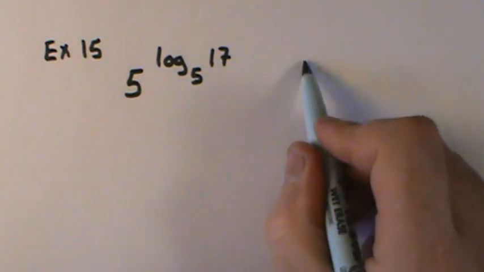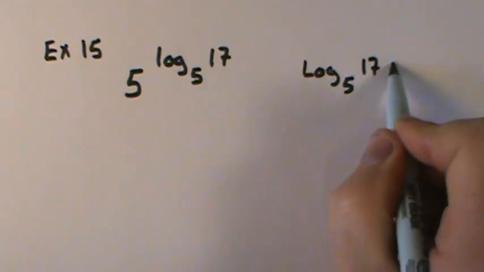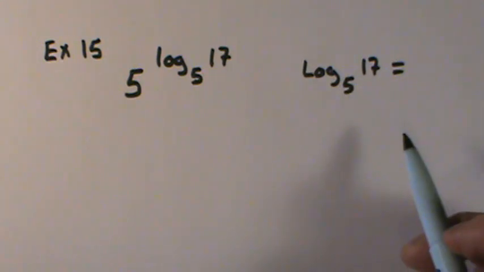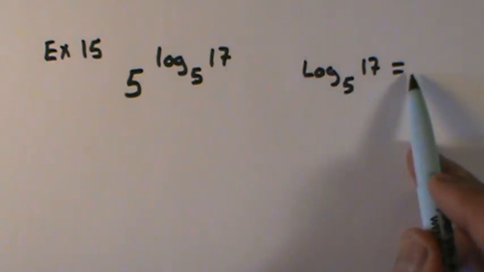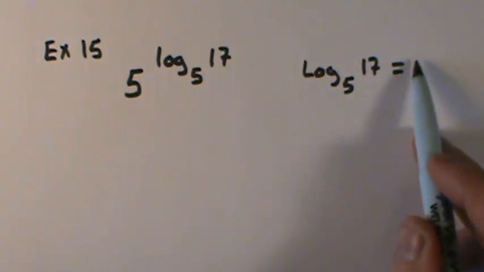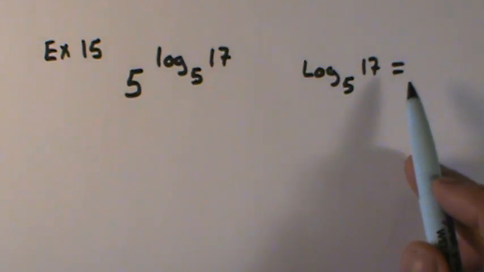So I go off to the side here. It says log base 5 of 17. I don't know what I could raise 5 to. 5 to what power gives me 17? I know 5 to the first is 5, and 5 squared is 25. So this must fall somewhere between 1 and 2, but I don't know what that value is. And so the question is, how would I figure that out?